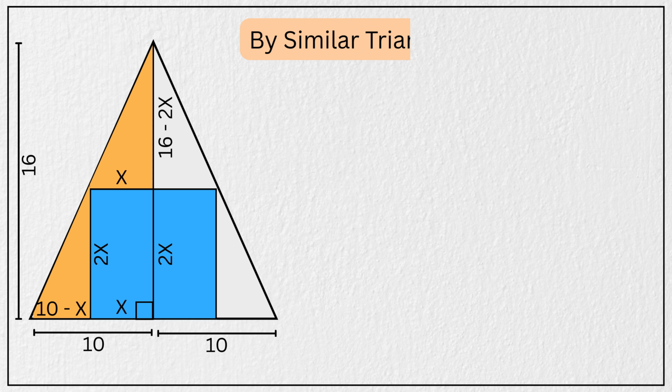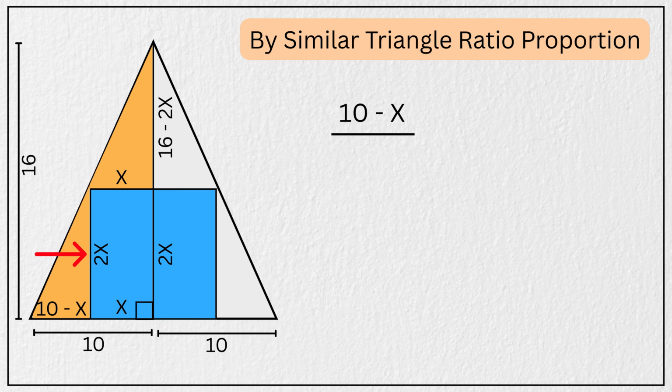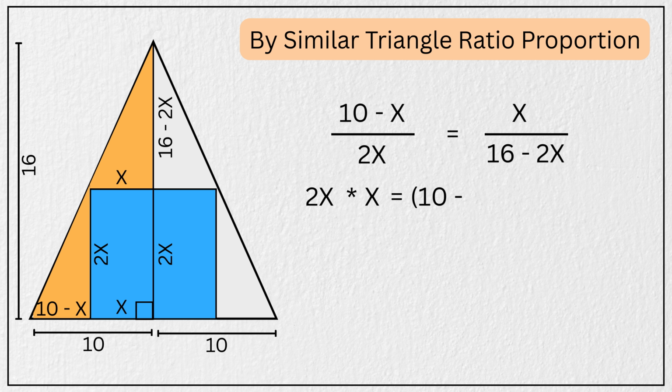That means these two triangles are similar by angle-angle similarity. So using similarity triangle ratio and proportion, we have this 10 minus x divided by this 2 times x is equal to this x divided by 16 minus 2 times x. Now by doing cross multiplication, that gives us 2x times x is equal to the quantity 10 minus x times the quantity 16 minus 2 times x.